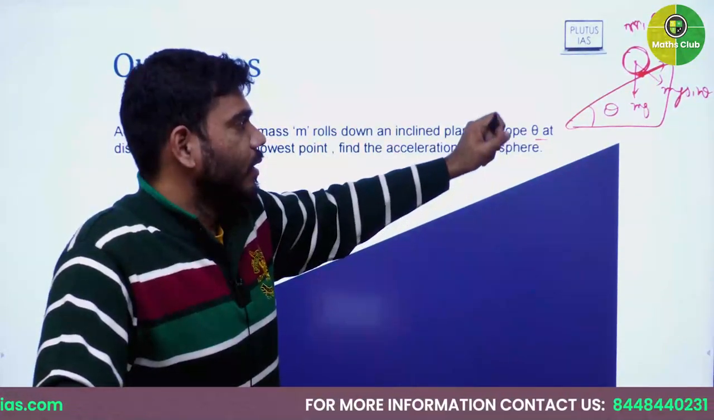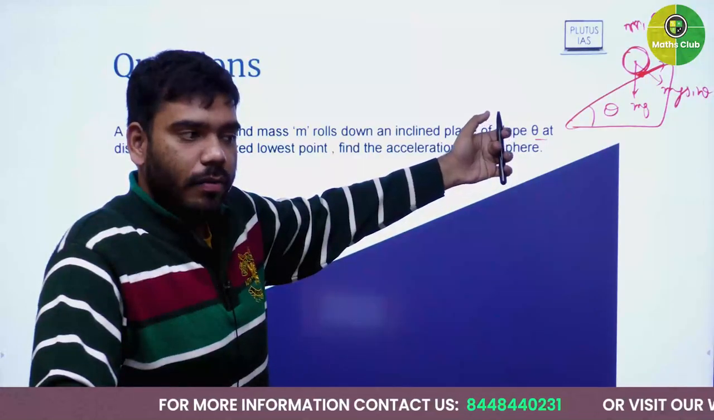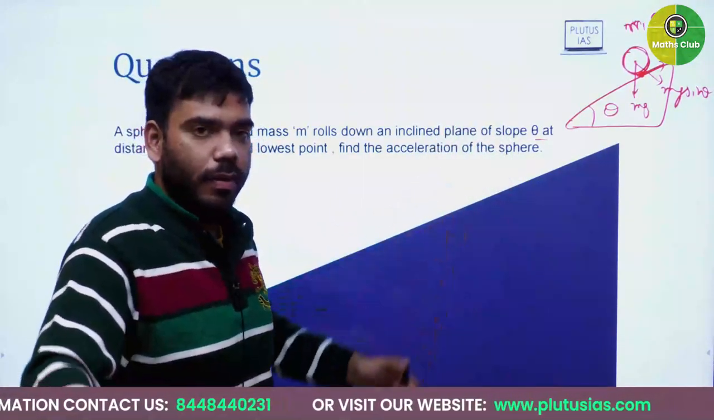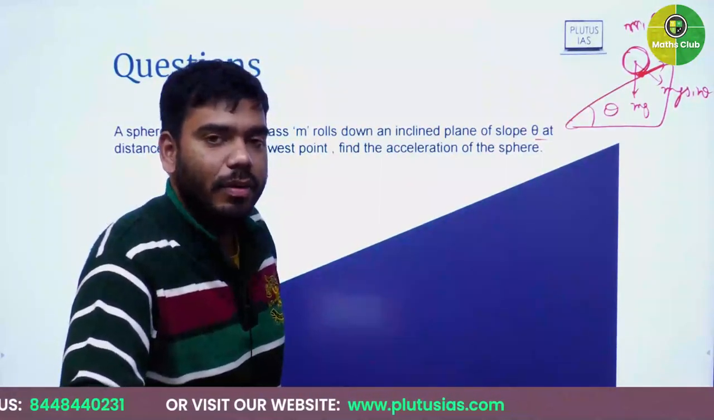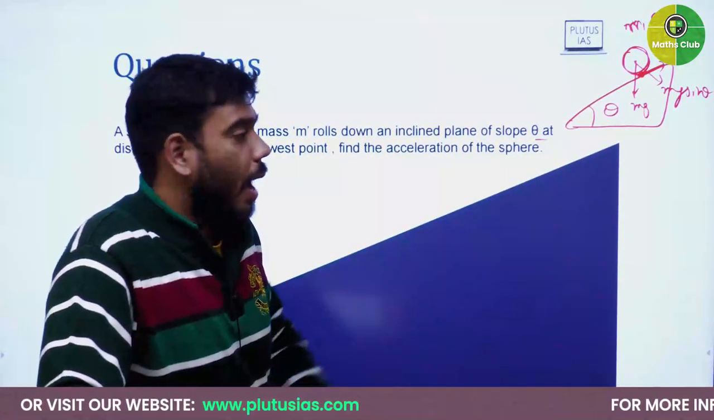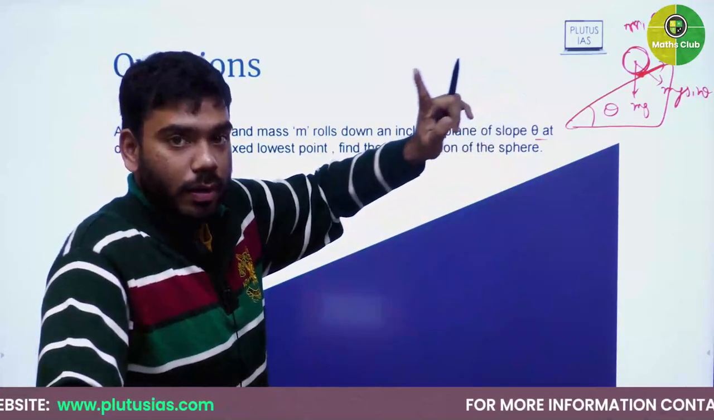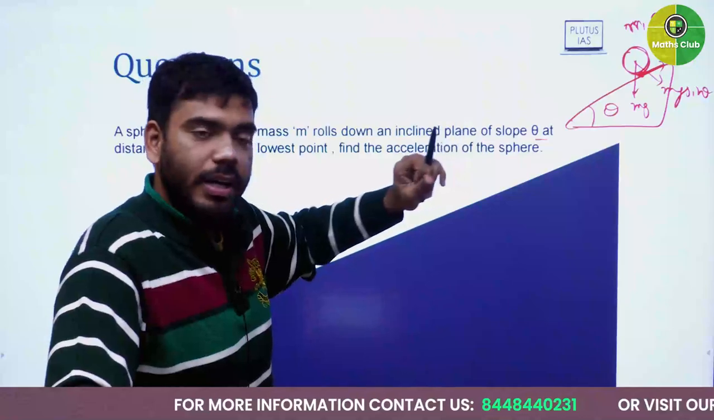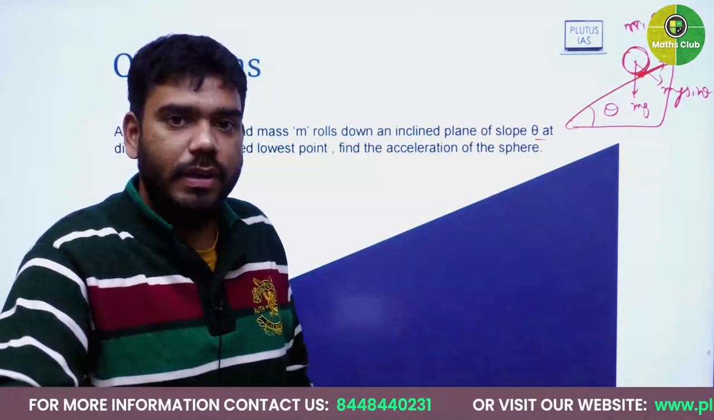Here we explored a very significant quality of our system, a very significant quality of our moving bodies, ki how many degrees of freedom the body is having. Ab isme the number of degrees of freedom is 1. Ek hi degree of freedom isme. Since there is 1 degree of freedom, so in generalized coordinates, we will write only 1 variable.